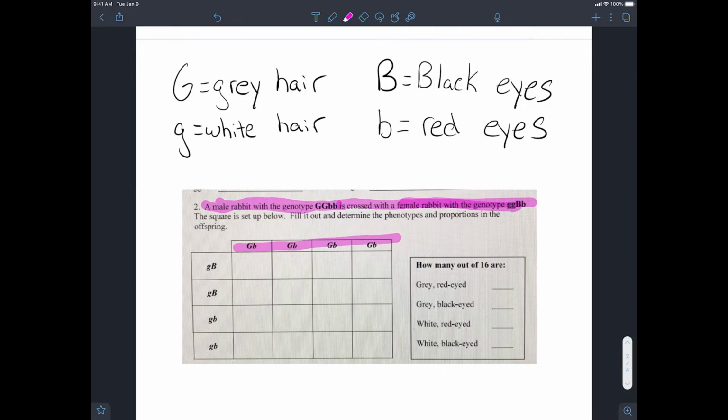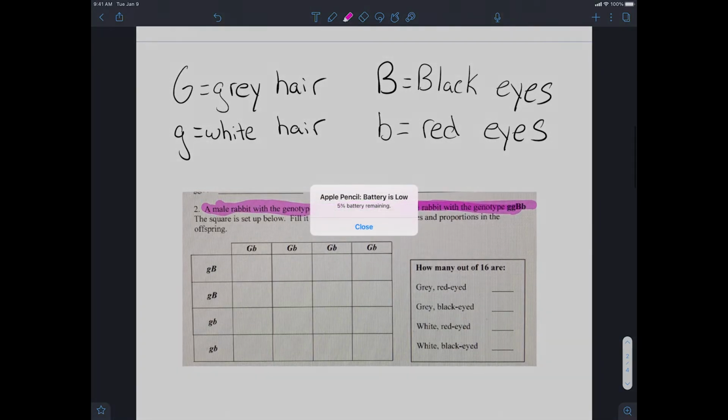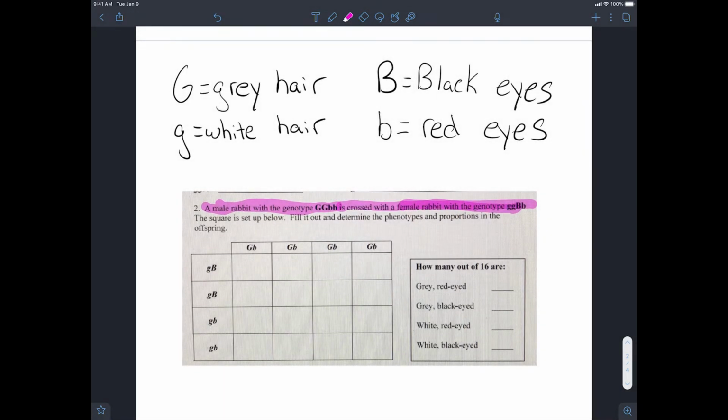On the test it is going to be set up for you, okay? You're not going to need to set this up at all. You're now going to need to fill out each box one at a time and then figure out what genotype is with what genotype. And my pencil better make it to the end. So, how we do this is we're going to go one at a time.